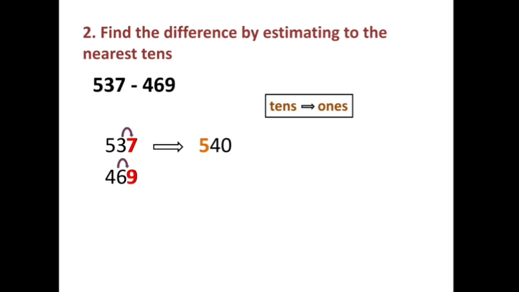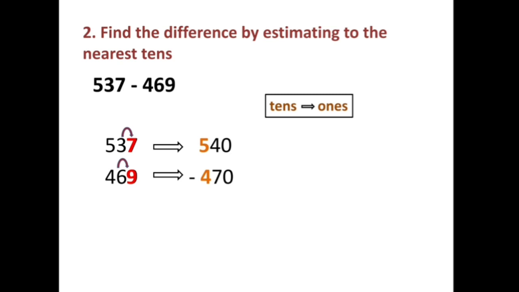Now 9 is greater than 5. So the tens place will be added by 1. 6 plus 1 is 7. So 470 is the answer. Now since we have estimated the numbers, let us find the difference.